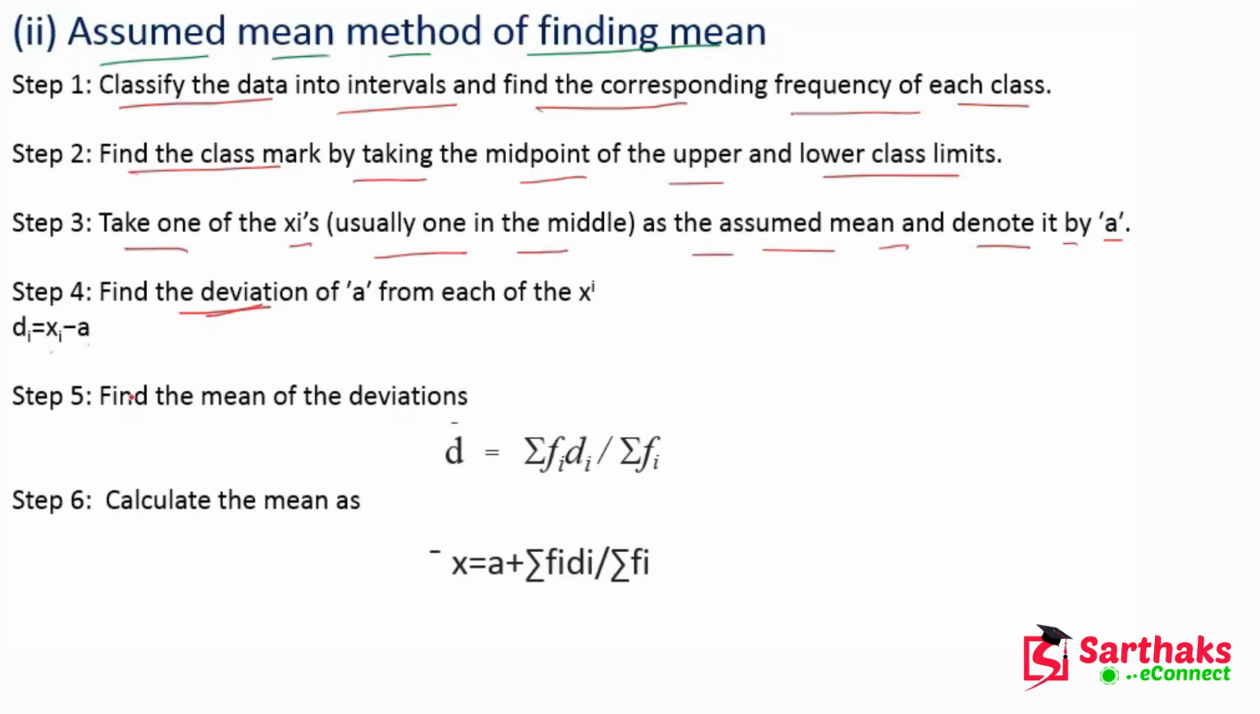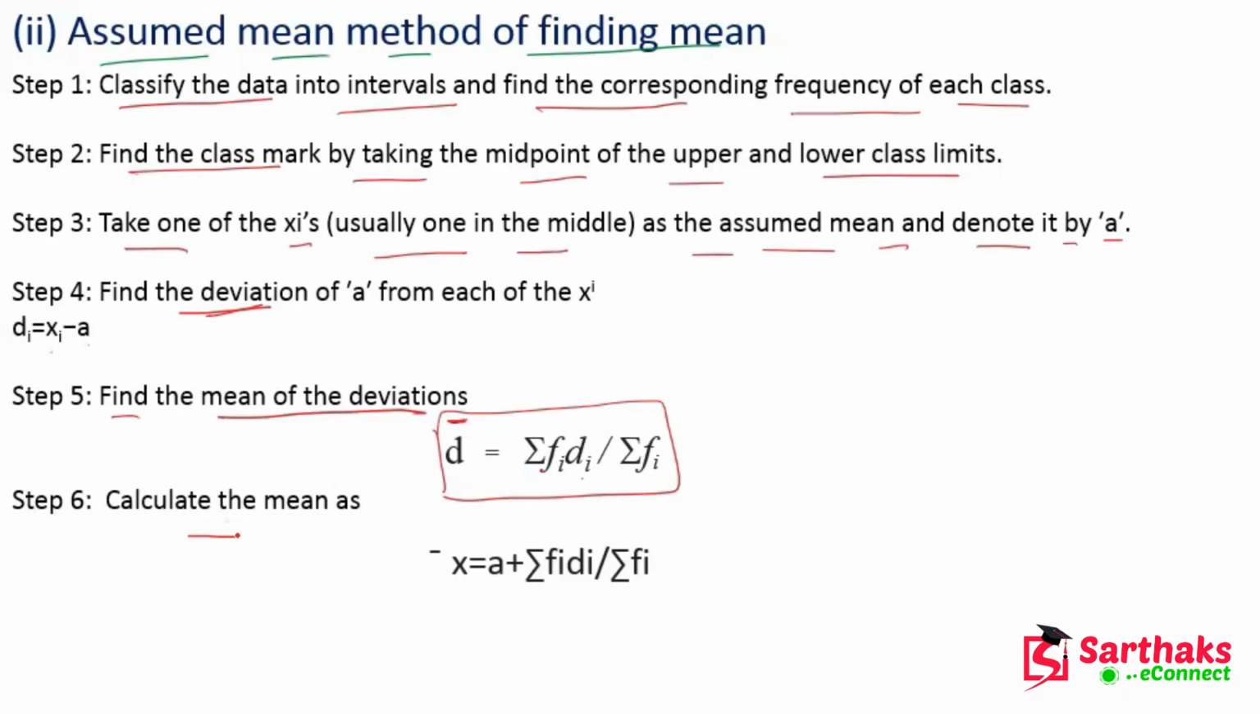So we get the deviation. Okay, and now find the mean of deviation. What is the mean of deviation? It is the summation of fi into di, means we multiply f1 into d1, f2 into d2, f3 into d3. After that we find the summation of fi di and divide by the summation of fi. So this is our mean of deviation.